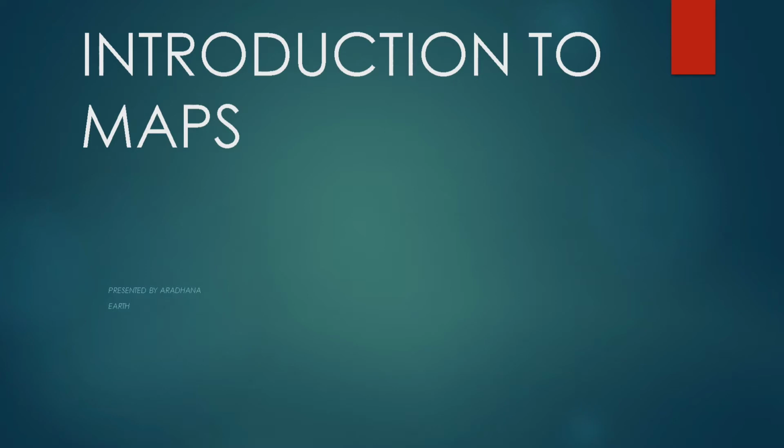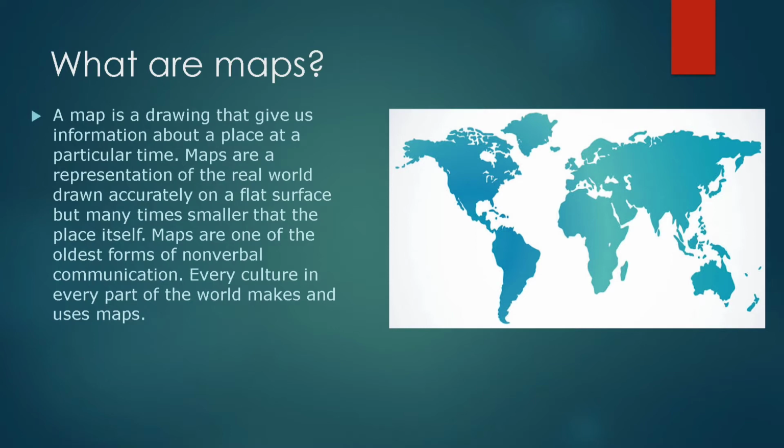So first of all, we should know what are maps. A map is a drawing that gives us information about a place at a particular time. Maps are representation of the real world, how we see the continents and oceans of the planet earth. They are represented through a map drawn on a plain sheet.